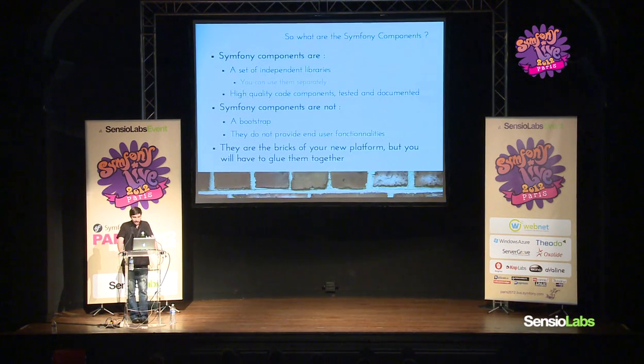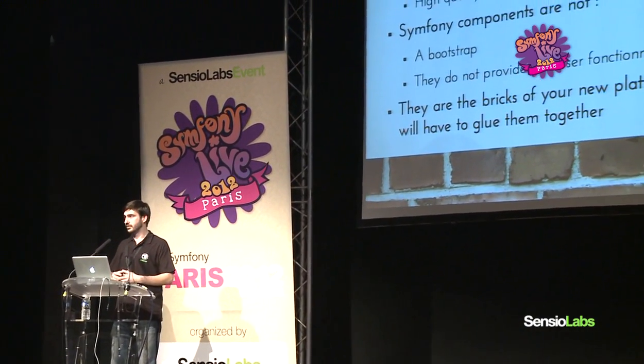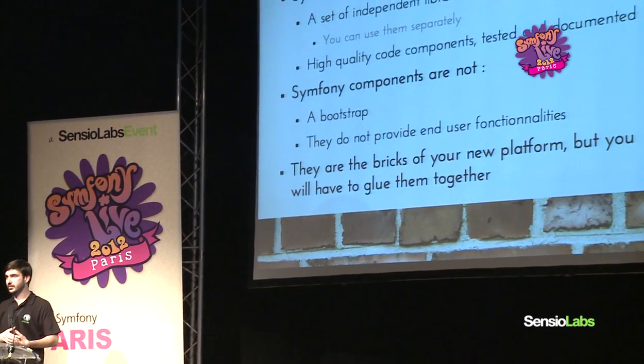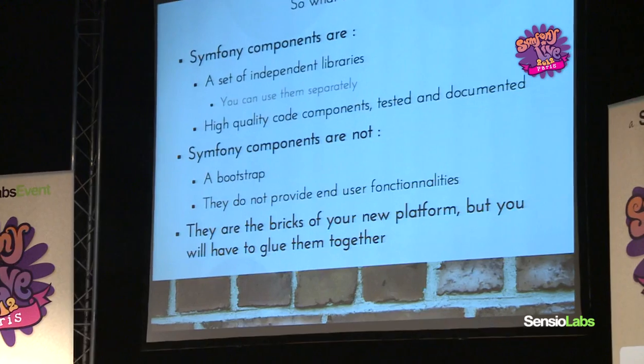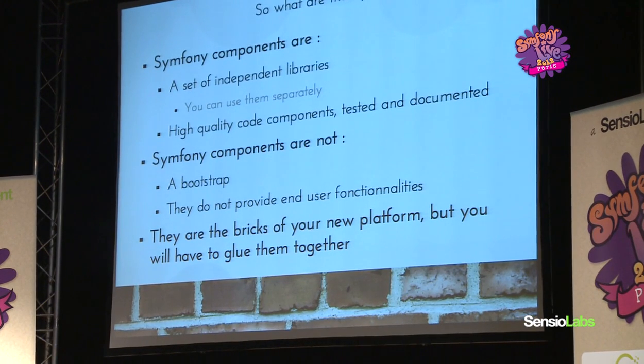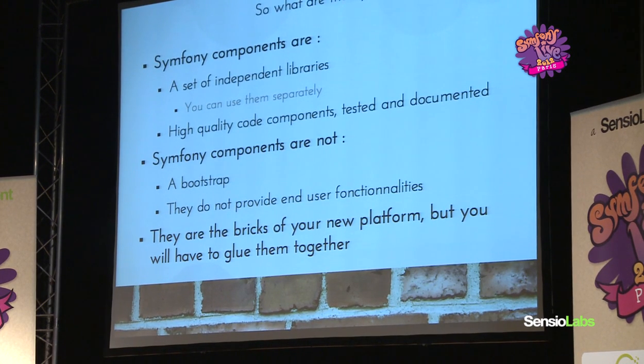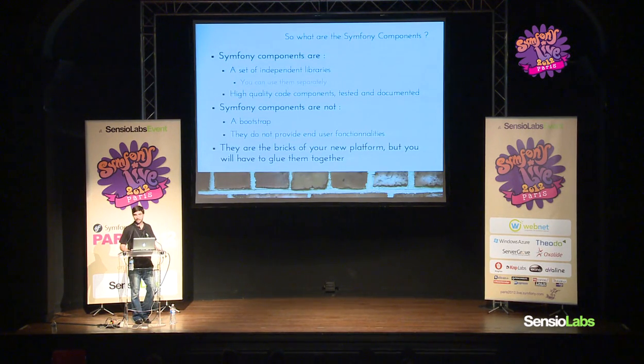Symfony components, I already said it, are a set of independent libraries which you can use completely separately. Well, there are some dependencies between some of them, but some of them are completely independent, and they do not rely on third-party libraries. They are very high-quality code components, and Symfony2, the framework, is made with these components. These components are the bricks of your new platform. You will use them in your old platform, and you will do your best to remove all the old code and only have these bricks remaining, plus the new code that you write that will use these bricks. This is a way to improve existing platforms without exploding everything.